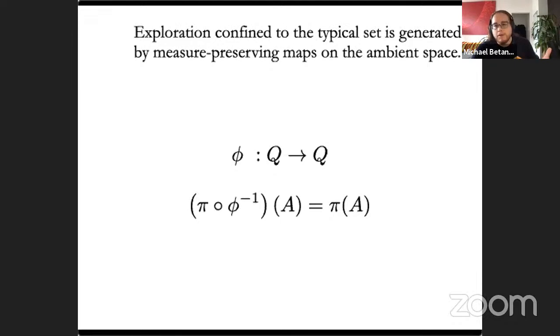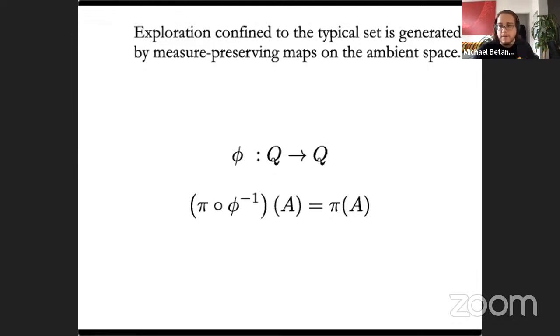And intuitively, all this means is that if I have a point in the typical set and I apply this transformation, I'm going to stay in the typical set. If I'm outside the typical set, I'll stay outside the typical set. These kinds of transformations ensure that once I'm in the typical set, I'll stay there and just move around, right? But that is not enough to guarantee coherency, because a diffusion is measure preserving, and diffusions don't have that coherency that we're looking for.